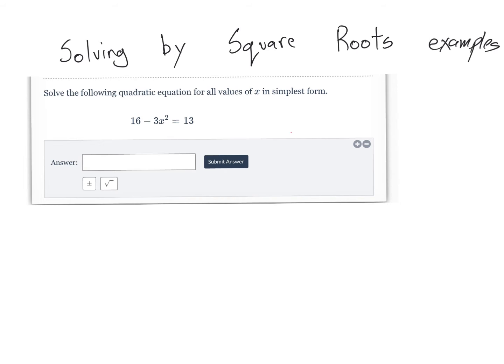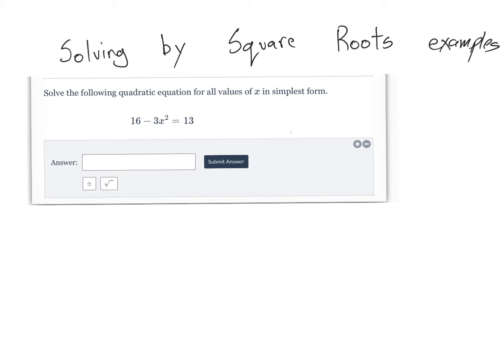So this is taken just from your Delta Math today. So I'll do this example. Solve the following quadratic equation for all values of x in the simplest form. So it definitely is a quadratic equation because there's x squared involved. And usually solving quadratics meant factoring, like we did in a previous unit this semester so far. But these won't require factoring. Why? Because it's just x squared there. This x squared, there's no other x with degree 1, you know? It's just one x squared.